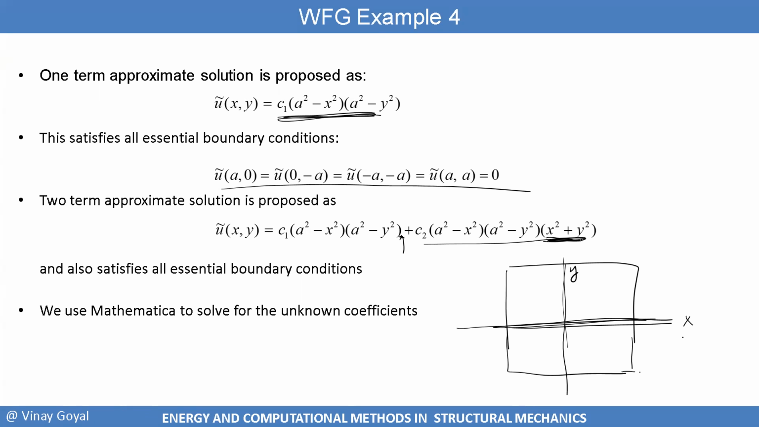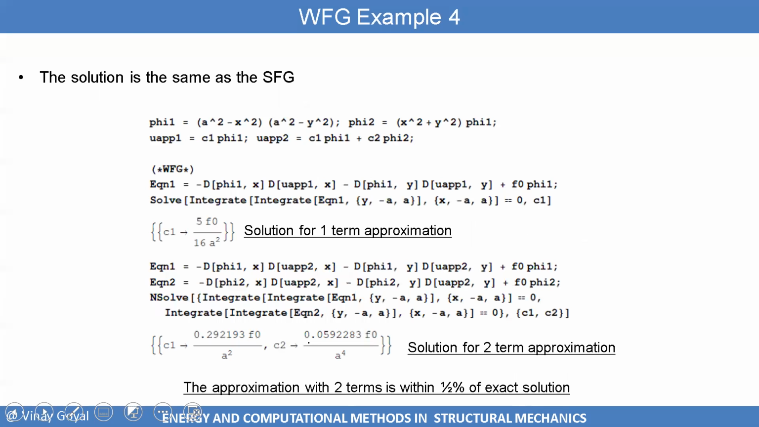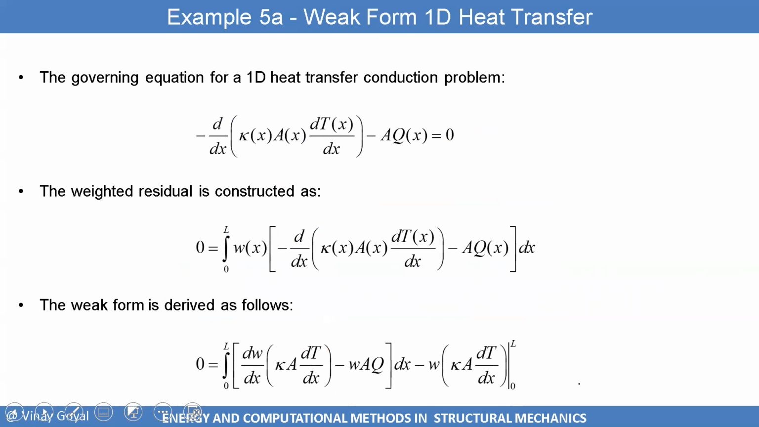And so from there, we could then go and use the weak form Galerkin to do it in Mathematica. You can pause the video and see how I did it. I don't want to dwell too much on this because it's actually very straightforward. You create the first equation, you create the second equation. Here I did it for one term, here for two terms, and again, within 0.5% of the exact solution.